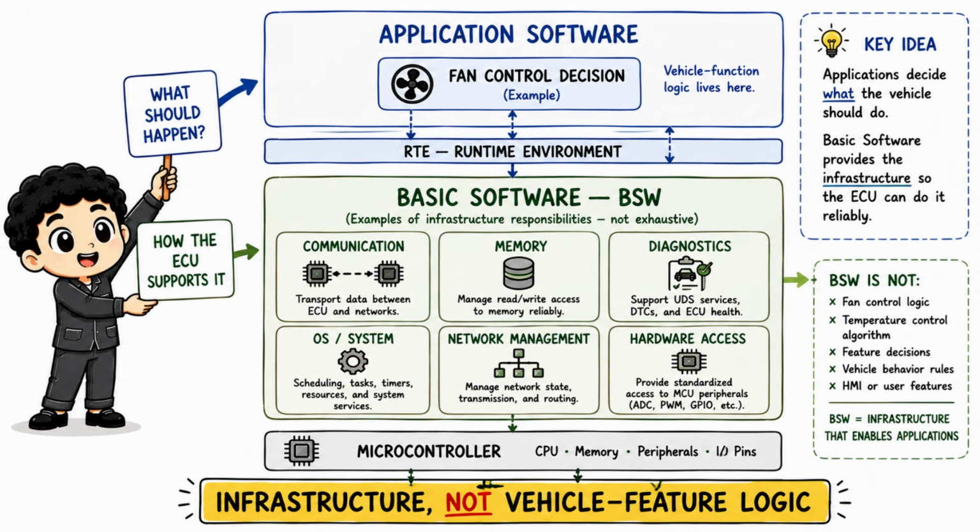Now move below the RTE. Basic software provides the standardized infrastructure that lets the ECU operate as an automotive embedded system. This is where you encounter capabilities for communication, memory, diagnostics, operating system behavior, network management, hardware access, and many other platform functions. The key distinction is that basic software is not where you normally implement the vehicle feature itself. The application decides what the feature should do. Basic software provides the reusable infrastructure needed to make that decision executable on a real ECU.